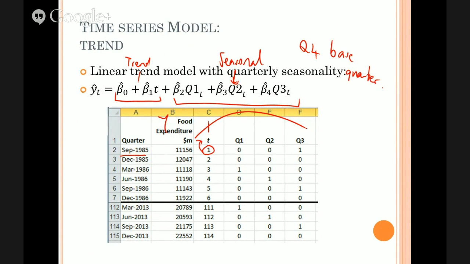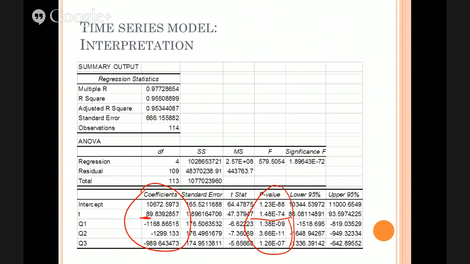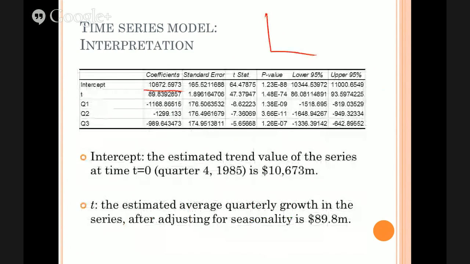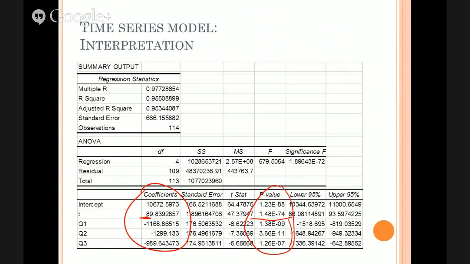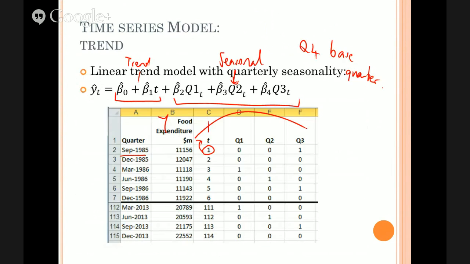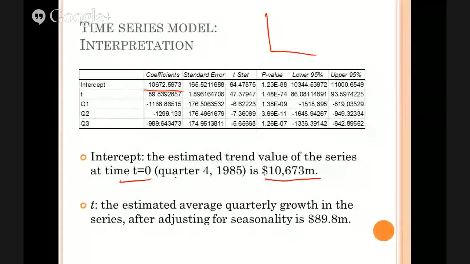quarter of 1985. So essentially what we're saying is that this number here, $10,673 million when we put it in the units of Y, tells you the estimated trend value of the series when t equals 0. Oops, which says there is the fourth quarter, but in fact it's not the fourth quarter, it is the second quarter of 1985, sorry. Okay, so that's what the intercept means.